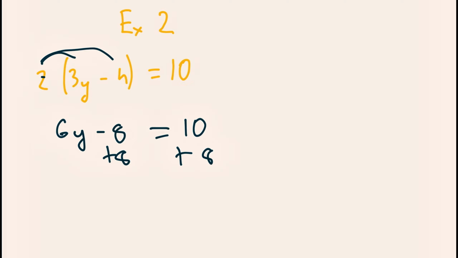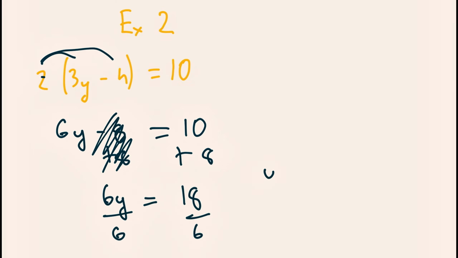The goal of doing this is that we have to isolate the variable, of course. So we have to move the variables to one side and the constants to the other side. So we add 8, this cancels out on this side. We get 6y is equal to 18. Then we divide by 6, we get y alone. So y is equal to 3.